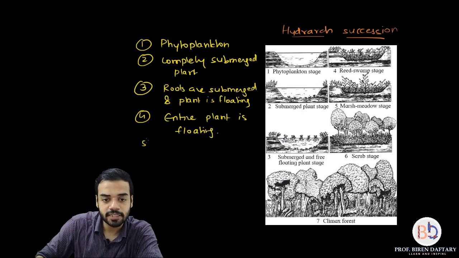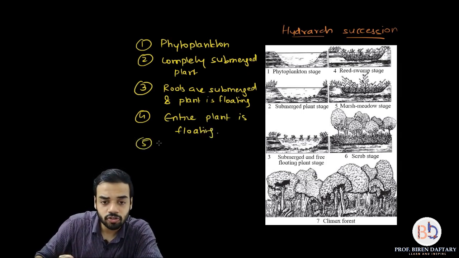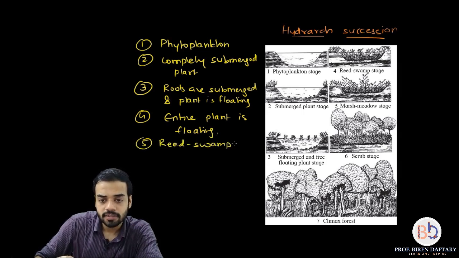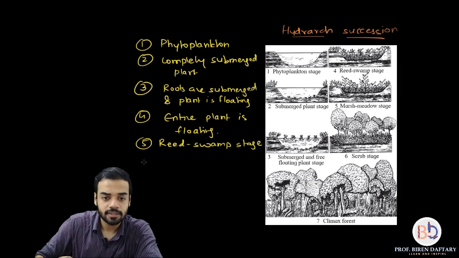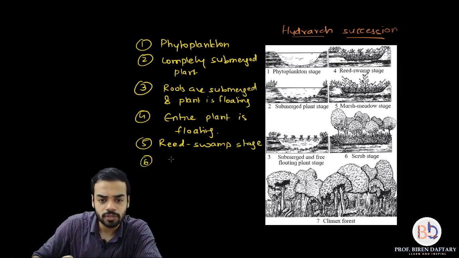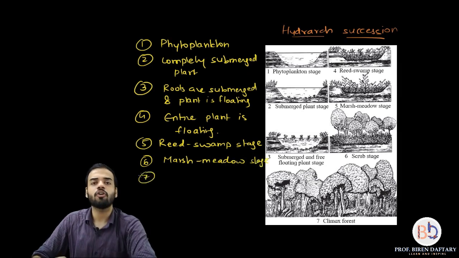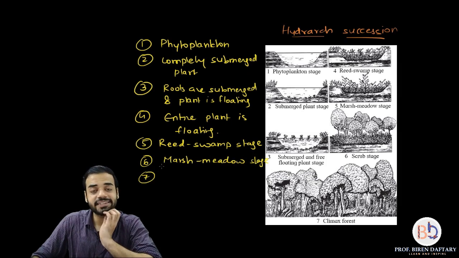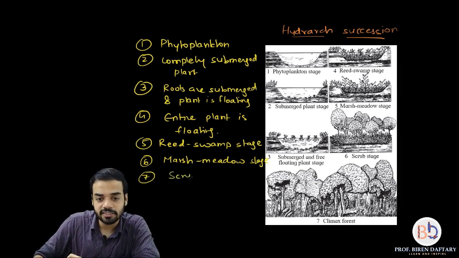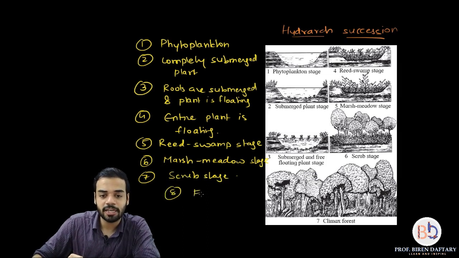Then the fifth stage is when more plants grow, that is called the reed swamp stage. Next, even more plants grow, that is called the marsh meadow stage. After that, almost a forest has been formed. That stage will be called the scrub stage. And the last stage is your climax community, which is called the forest stage.